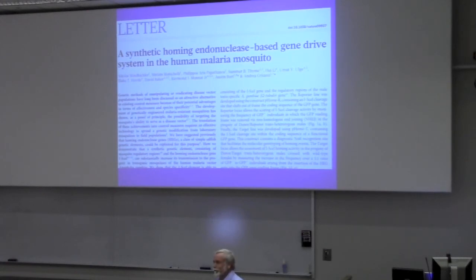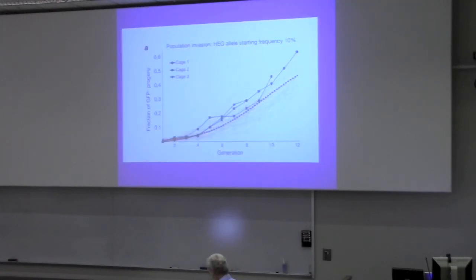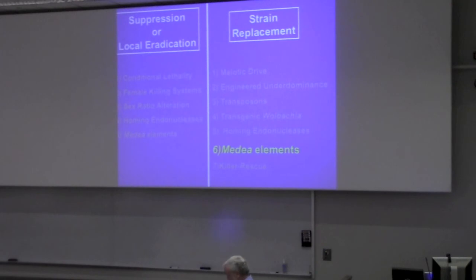So, $9 million later, the team working on this, including Austin Burt, actually engineered this into Anopheles and showed that the frequency, the fraction, would go up as predicted. This is still very early days, but it's a proof of principle that this kind of thing could happen. All right, so I just want to give you a little bit of a smorgasbord of the stuff that people are playing with.